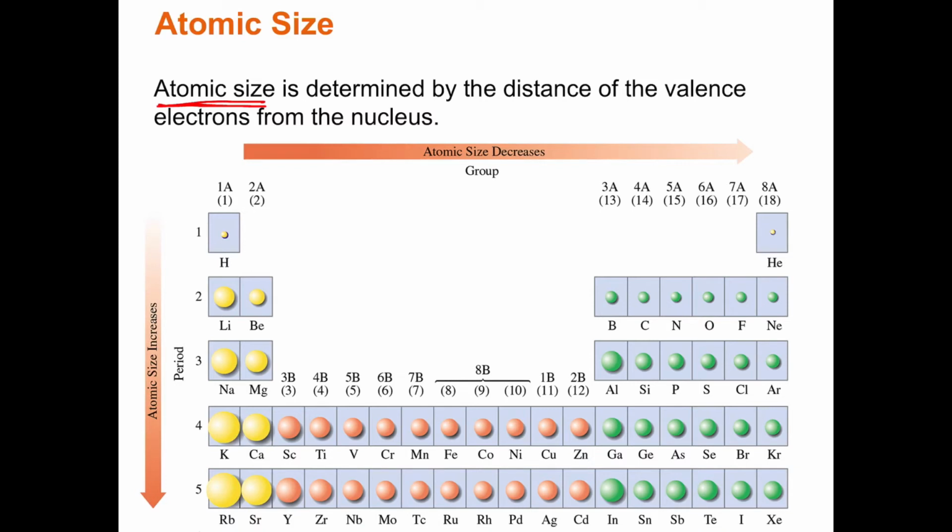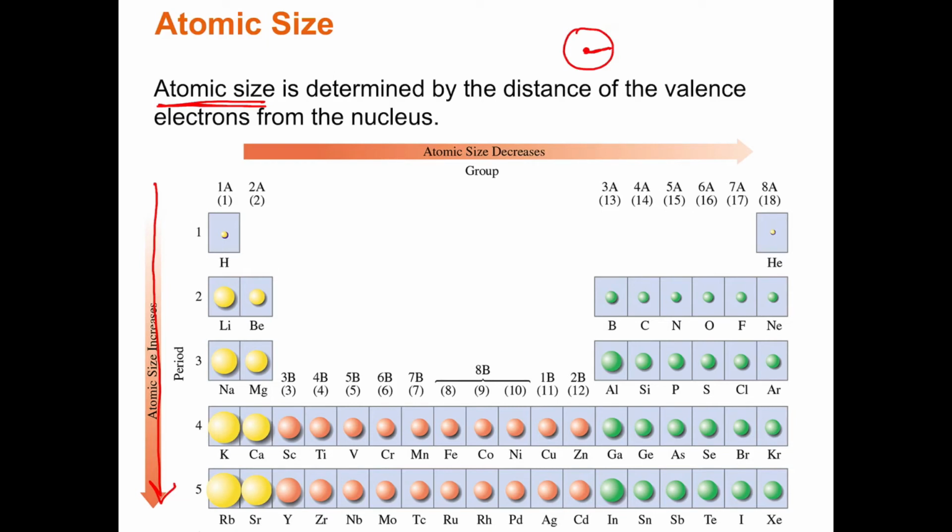Our atomic size is determined by the distance of the valence electrons from the nucleus. Right, so it's the distance from the inside out. That's why we also call it the atomic radius, because it's like the radius of a circle. As we go down the periodic table, the atoms are getting more protons, more neutrons, more electrons. So it makes sense that atomic size increases. We're adding more and more electrons into bigger and bigger energy levels, energy levels that are farther and farther away from the nucleus. So it makes sense that our atom is getting larger and larger.